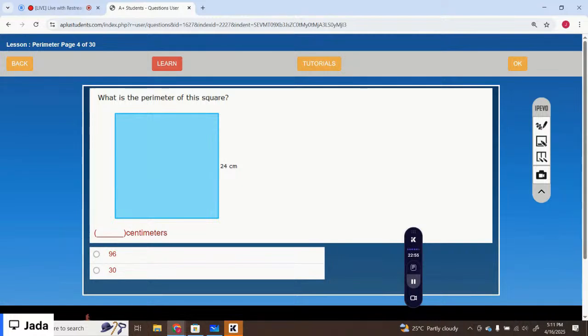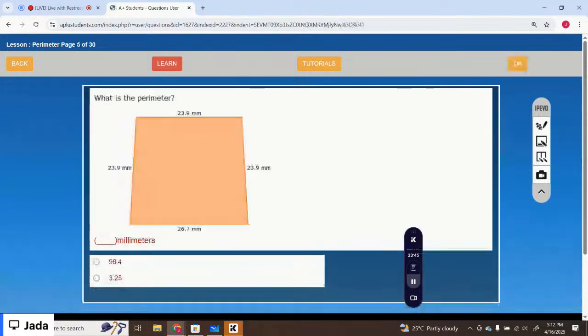What is the perimeter of the square? The perimeter is 96 centimeters. Option number 1 is the correct option.